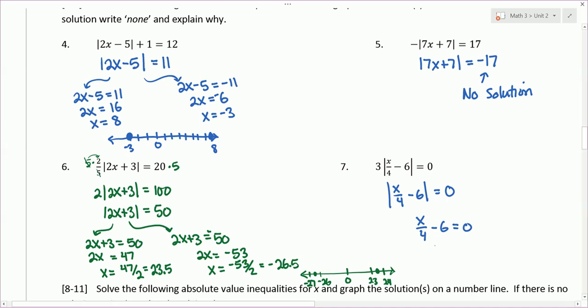Here we add 6 in solving for x, and then multiply by 4. And you get x is 24. Again, find a number line. Here's 0, 24 is somewhere to the right. Put a point there.